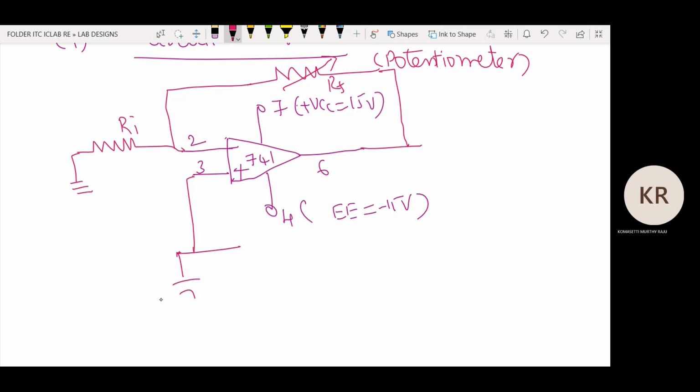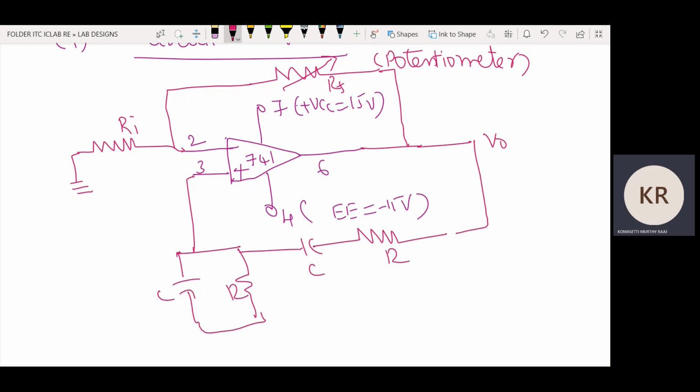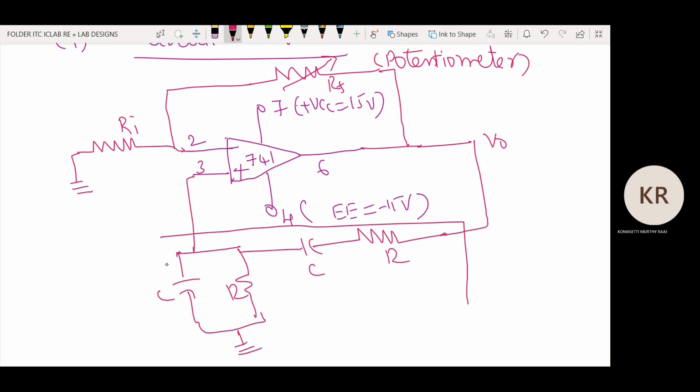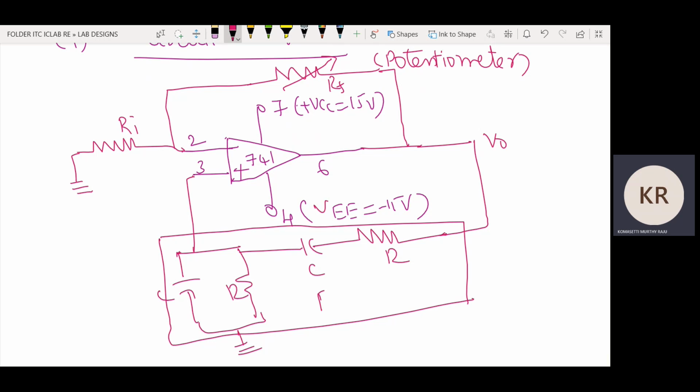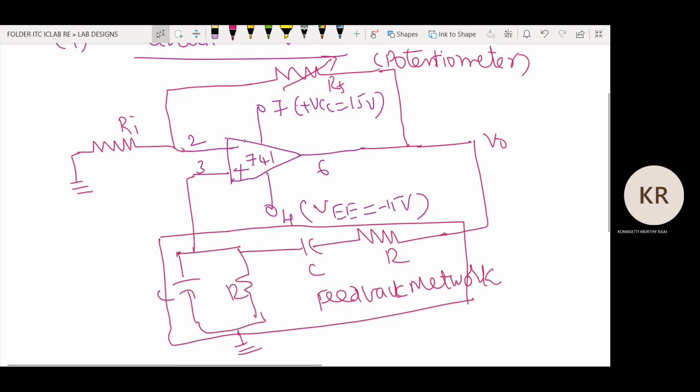This is the feedback network, the CR network. The output is connected to the input of the feedback network, and this one is connected to ground. This entire one is called the feedback network. The potentiometer value is RF.